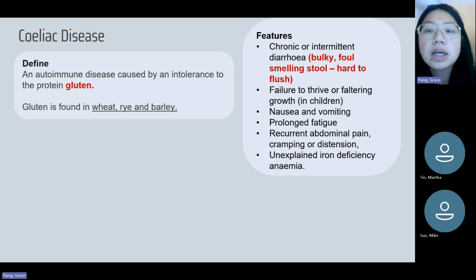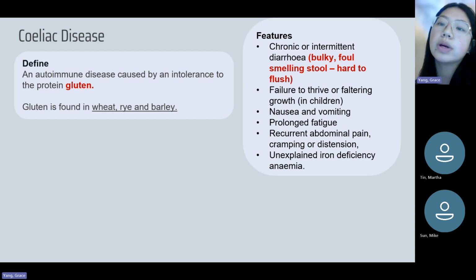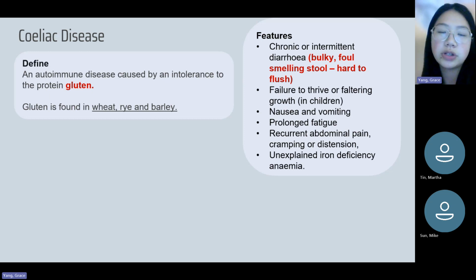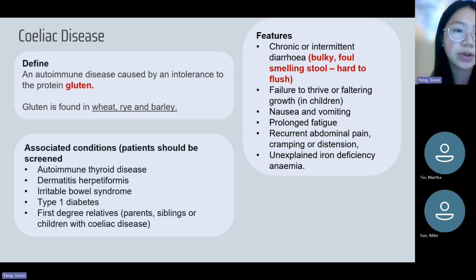So how would they present? They'd come in with a chronic or intermittent diarrhea. Usually it smells very foul, it's bulky, and it's really difficult to flush down the toilet. And in young children, they might have failure to thrive, or the growth isn't sufficient. They might have nausea and vomiting. They'll be very fatigued, and there'll be signs of abdominal pain, cramping, or distension. And they might also have unexplained iron deficiency anemia on their blood tests.